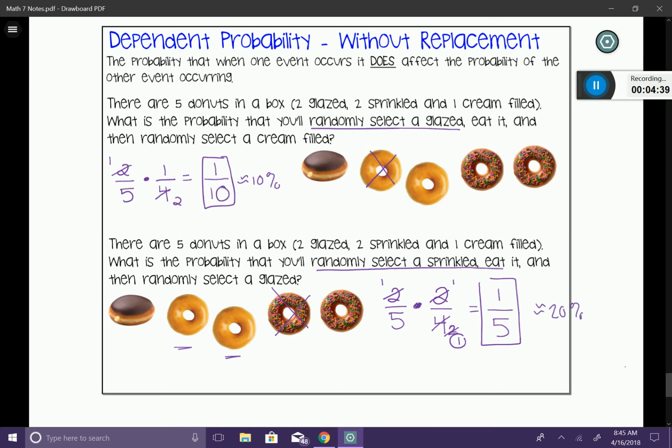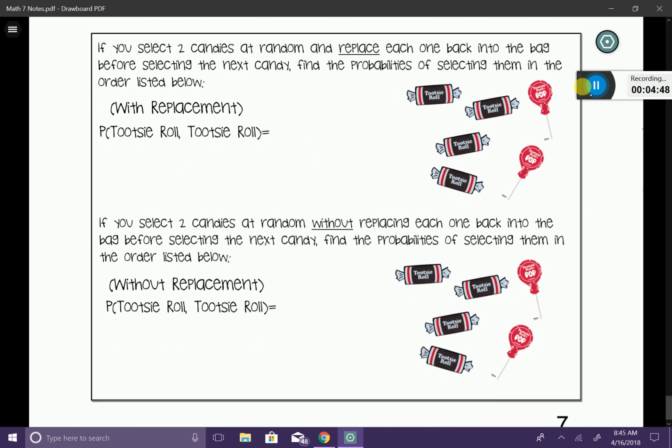Probably because we have 2 donuts to choose from the second time, versus our 1 cream-filled donut in the first example. Let me show you 2 more. Now I'm going to be teetering back and forth between independent and dependent. I want to show you the difference between the 2.